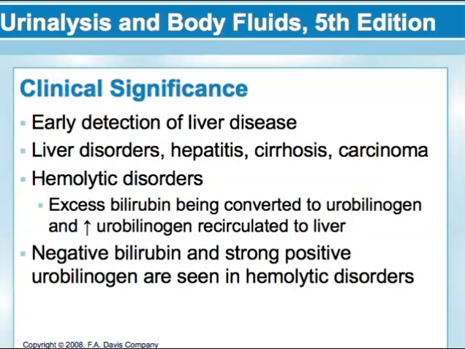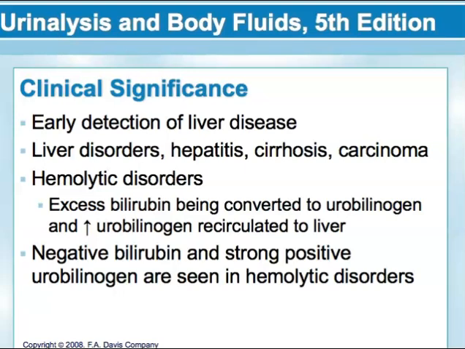Okay, clinical significance. So increased urine urobilinogen is seen in liver disease and hemolytic disorders. Therefore, the measurement of urine urobilinogen can be a detector of early liver disease. If there is something wrong with the liver and it cannot function properly, then it would not be able to process the urobilinogen. And so the excess remaining in the blood is filtered by the kidneys and will appear in the urine.